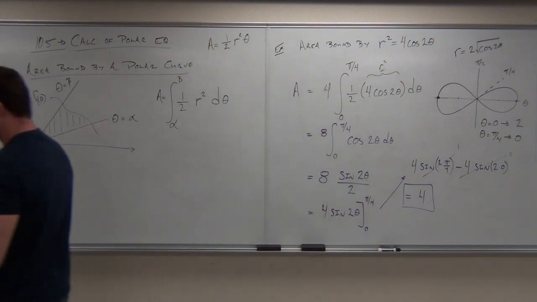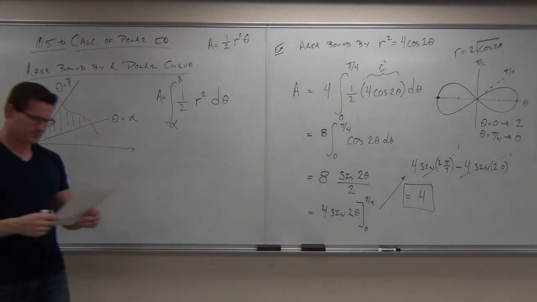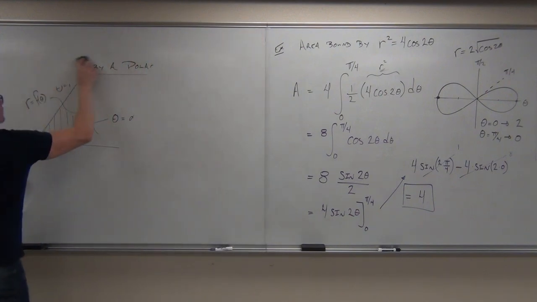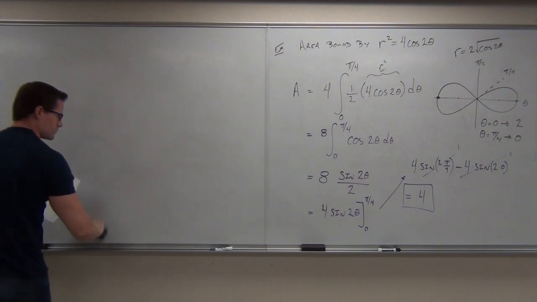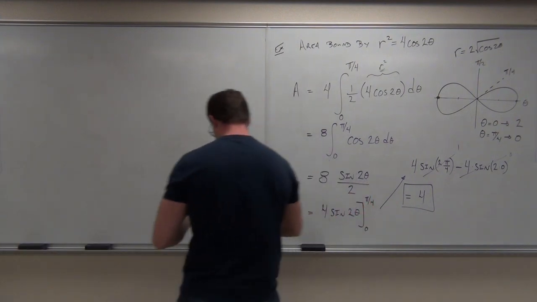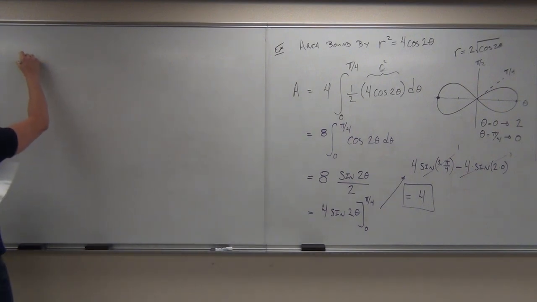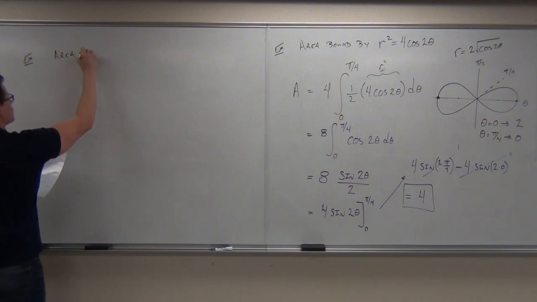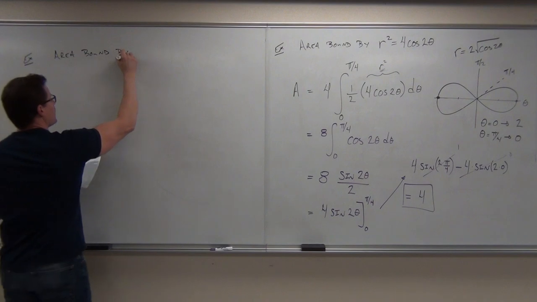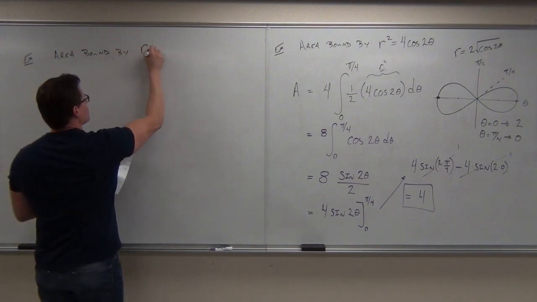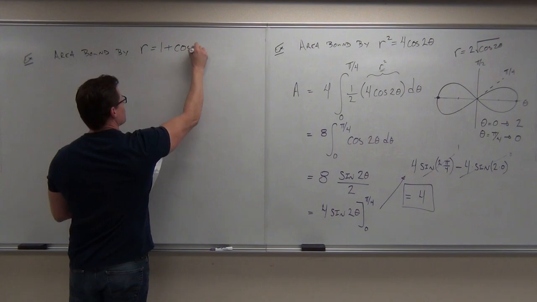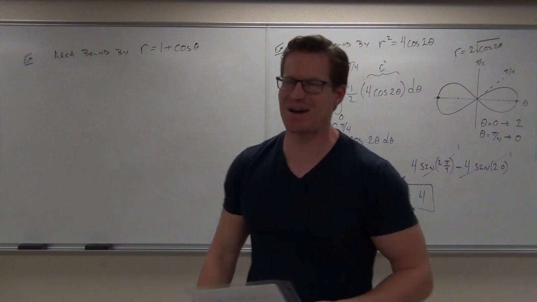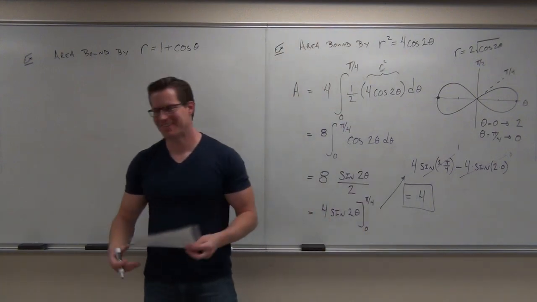Okay. Tell you what, let's do one more. We can just do as many as we can. So area by r equals 1 plus cosine theta. We've seen that several times now. What is that? Cardioid. It's cardioid.